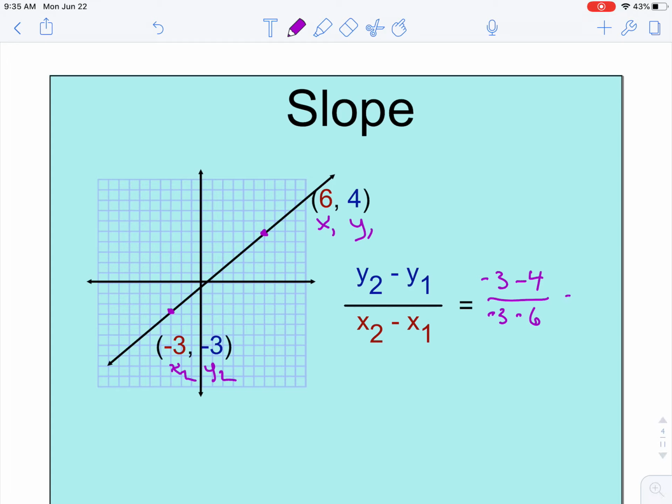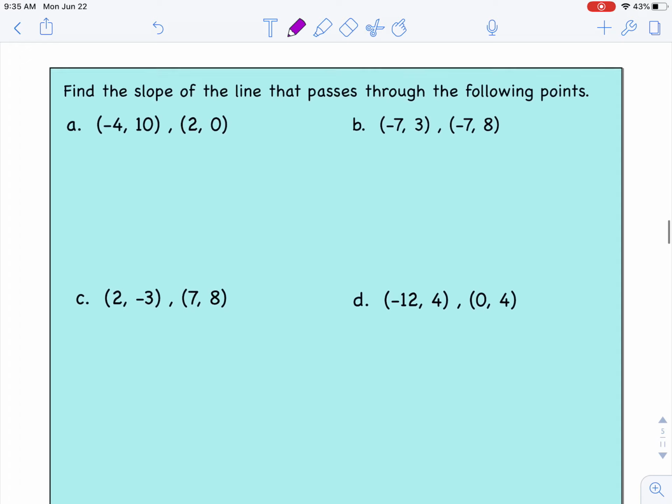So your slope is -7 over -9, which, a negative divided by a negative, makes positive. So your slope is 7 over 9. We usually leave slope as a fraction. If you label your ordered pairs the opposite, you would still get the same slope. It doesn't matter how you label them.